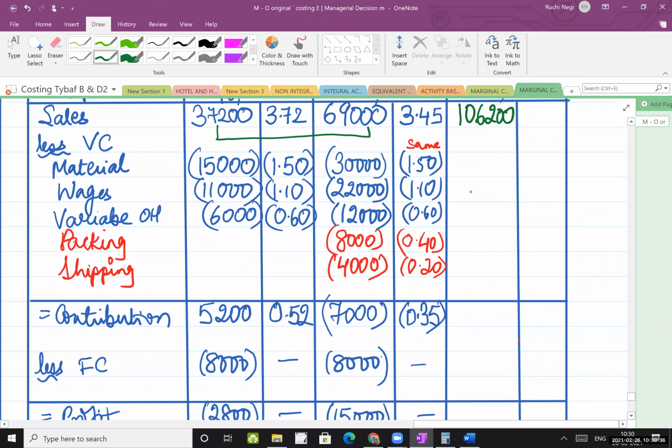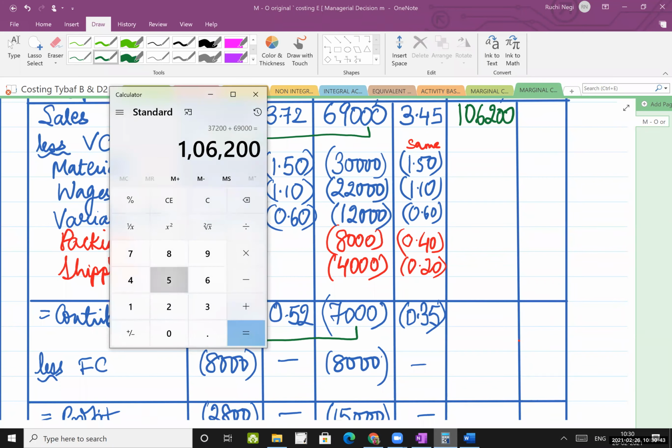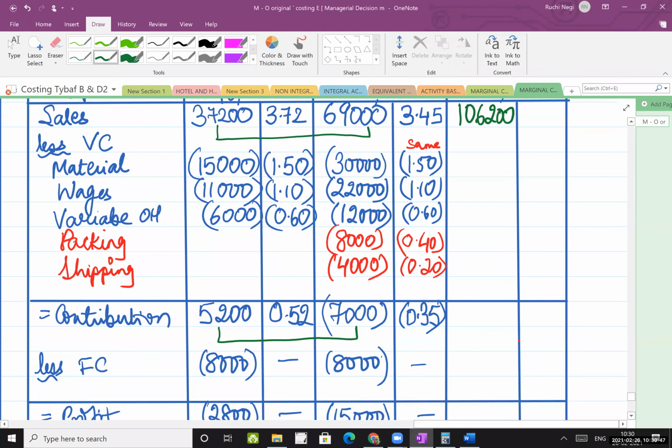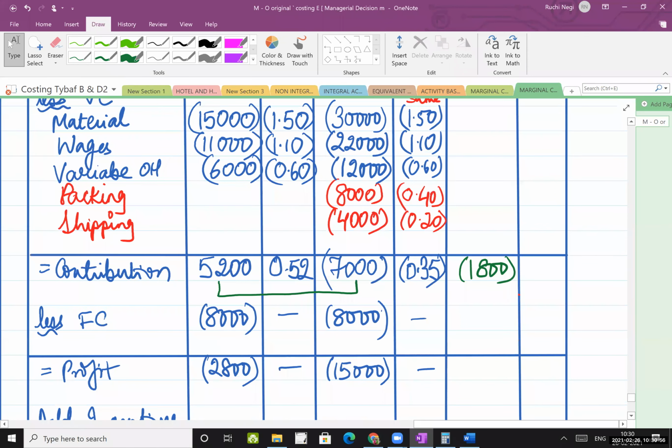Not required to calculate all this. Whatever is important, I am only taking that. Okay, contribution below. So 5,200 minus 7,000. So 1,800 negative. Yeah, I'm just interested in the amount column. Okay.